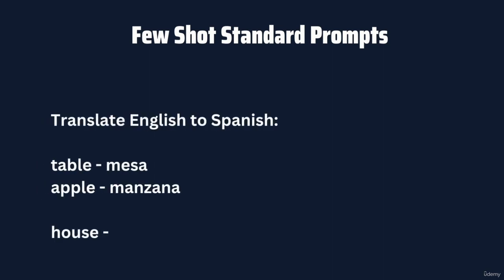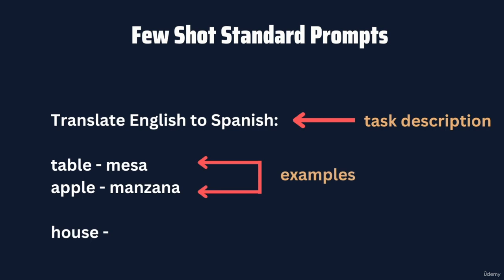Few-shot standard prompts are the standard prompts we've seen before, but with examples of the task in them. The reason we need to include examples is to increase the chances of getting the desired result. So we have to add examples of the tasks that the prompt is trying to solve. A few-shot standard prompt consists of a task description, examples, and the prompt.